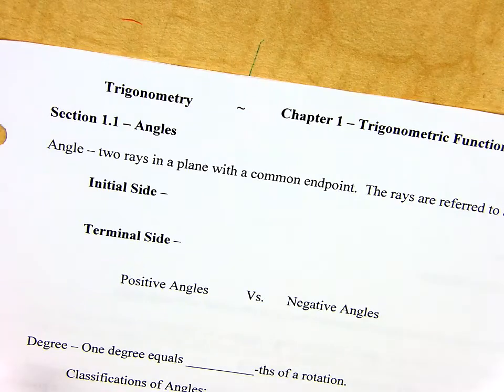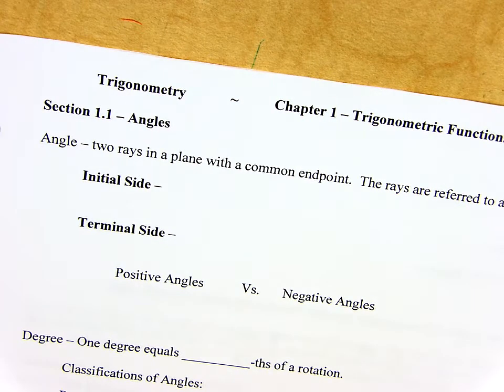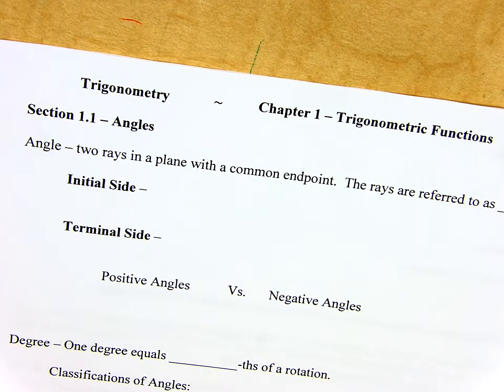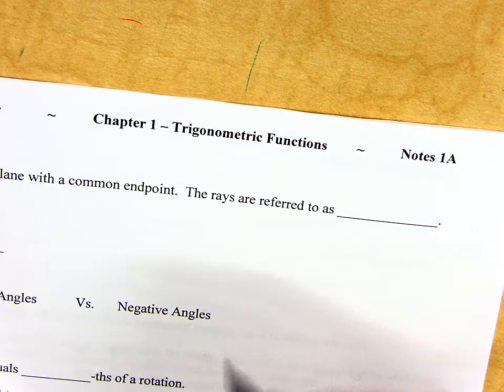Right, so we are talking about angles today. So we have a definition here. Angle: two rays in a plane with a common endpoint. The rays are referred to as sides.